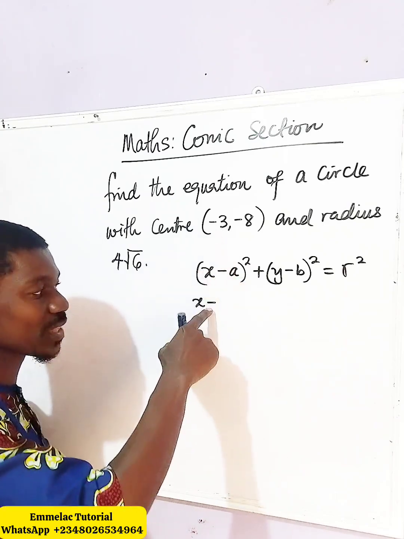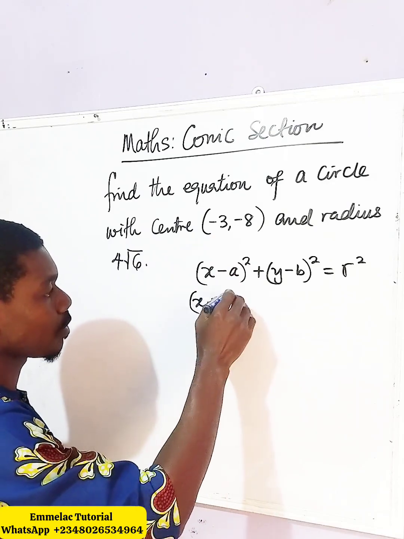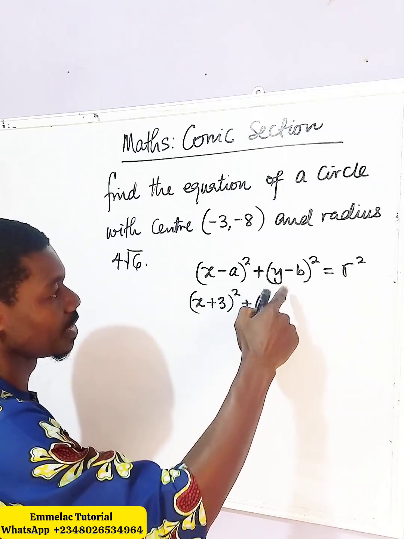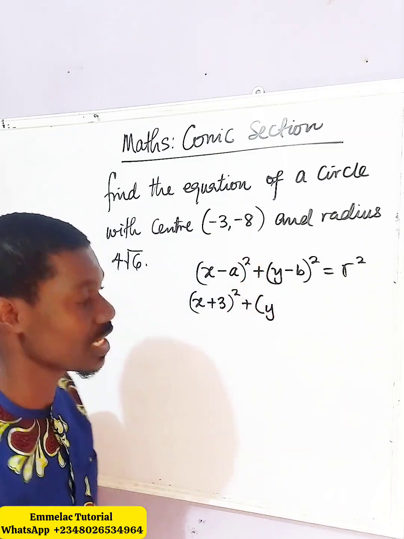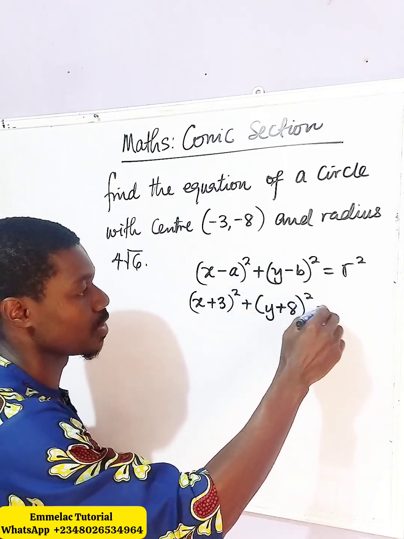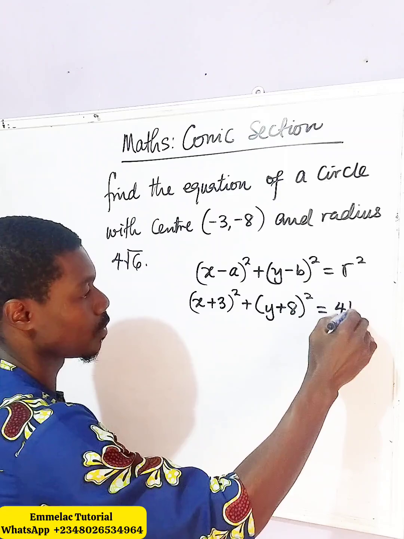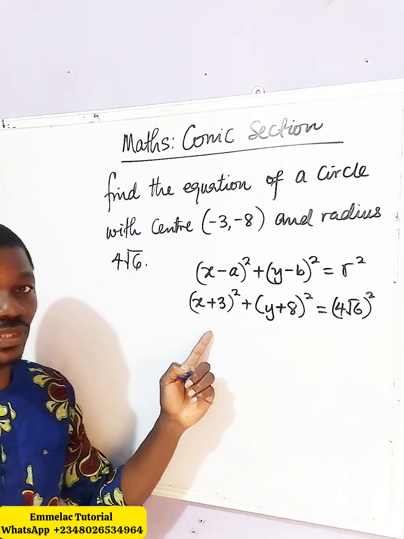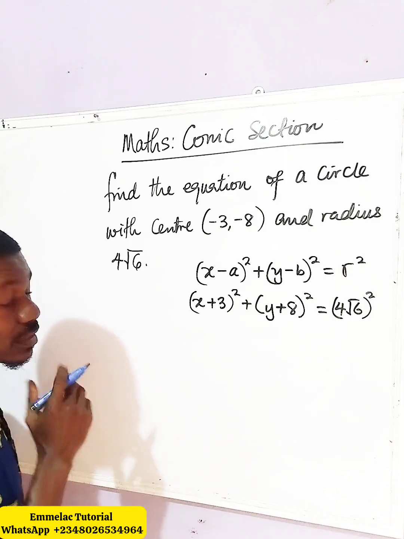Here we have x minus our a, which is -3. So -3 times this negative will give us plus, that will be plus 3, all to the power of 2. Then plus y minus b, where b is -8, and -8 times this minus will give us 8, all to the power of 2, then equals r, which is 4√6, to the power of 2.